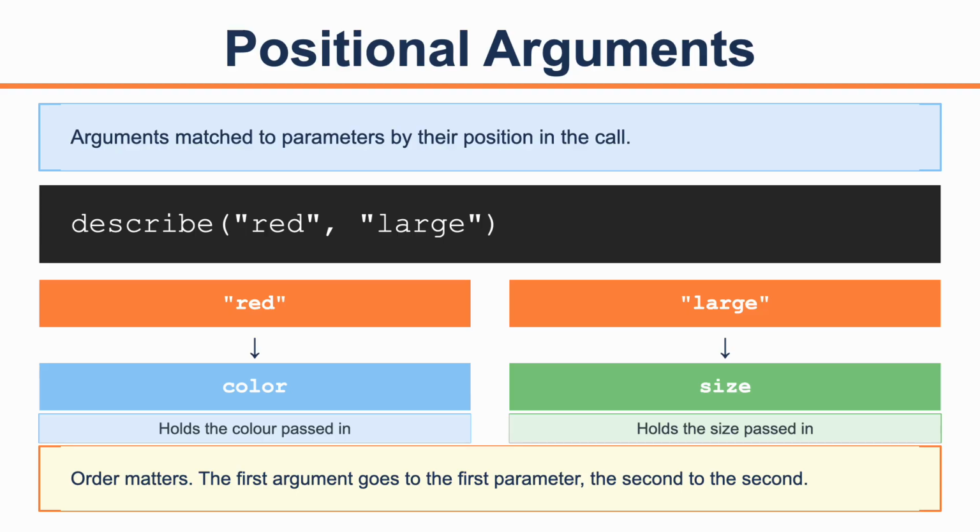Positional arguments are the most common way to pass values to a function. Each argument is matched to a parameter based on its position. The first argument fills the first parameter, and the second fills the second. The order you write them in the call determines which parameter each one goes to.